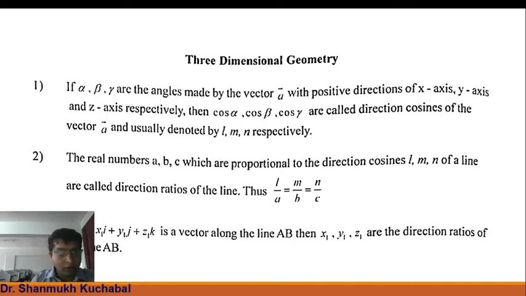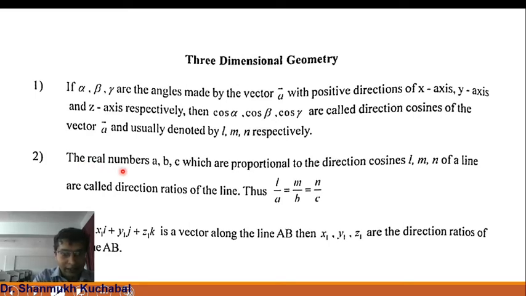Three-dimensional geometry: if alpha, beta and gamma are the angles made by the vector A with the positive directions of the x-axis, y-axis and z-axis respectively, then cos alpha, cos beta and cos gamma are called direction cosines of the vector A and are usually denoted by L, M and N respectively. That is, L equals cos alpha, M equals cos beta and N equals cos gamma.